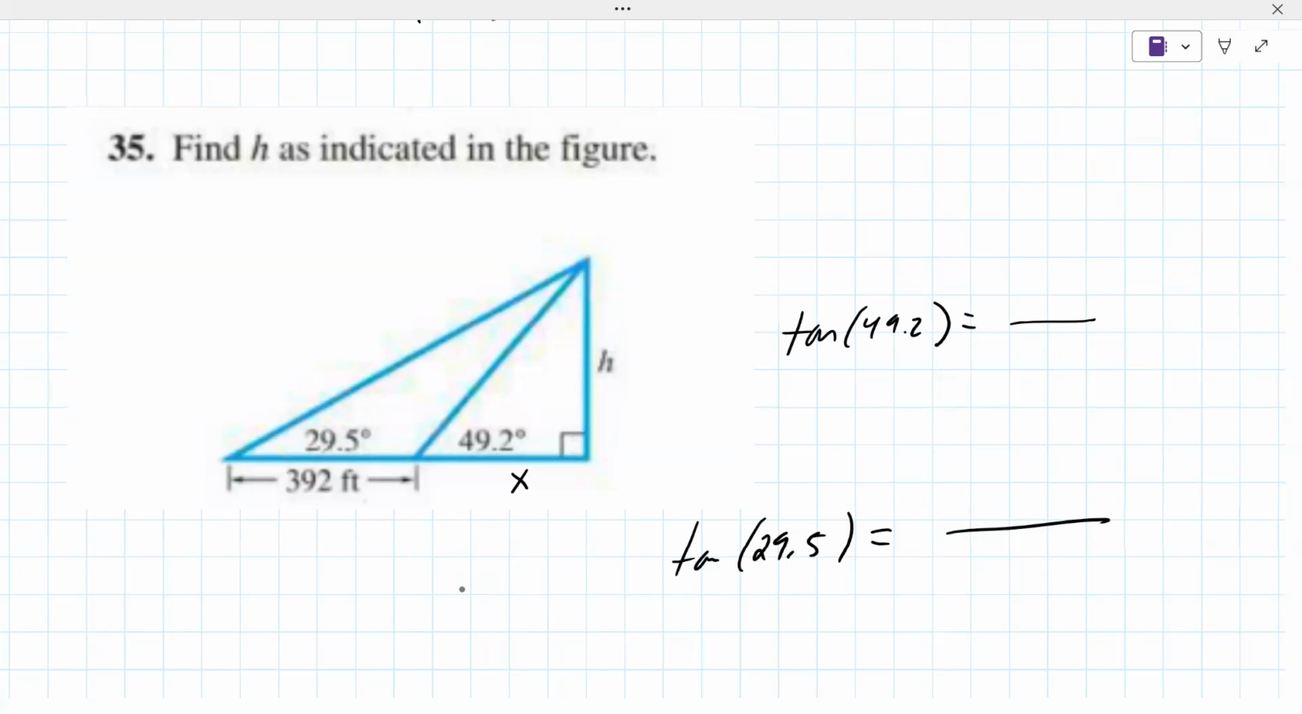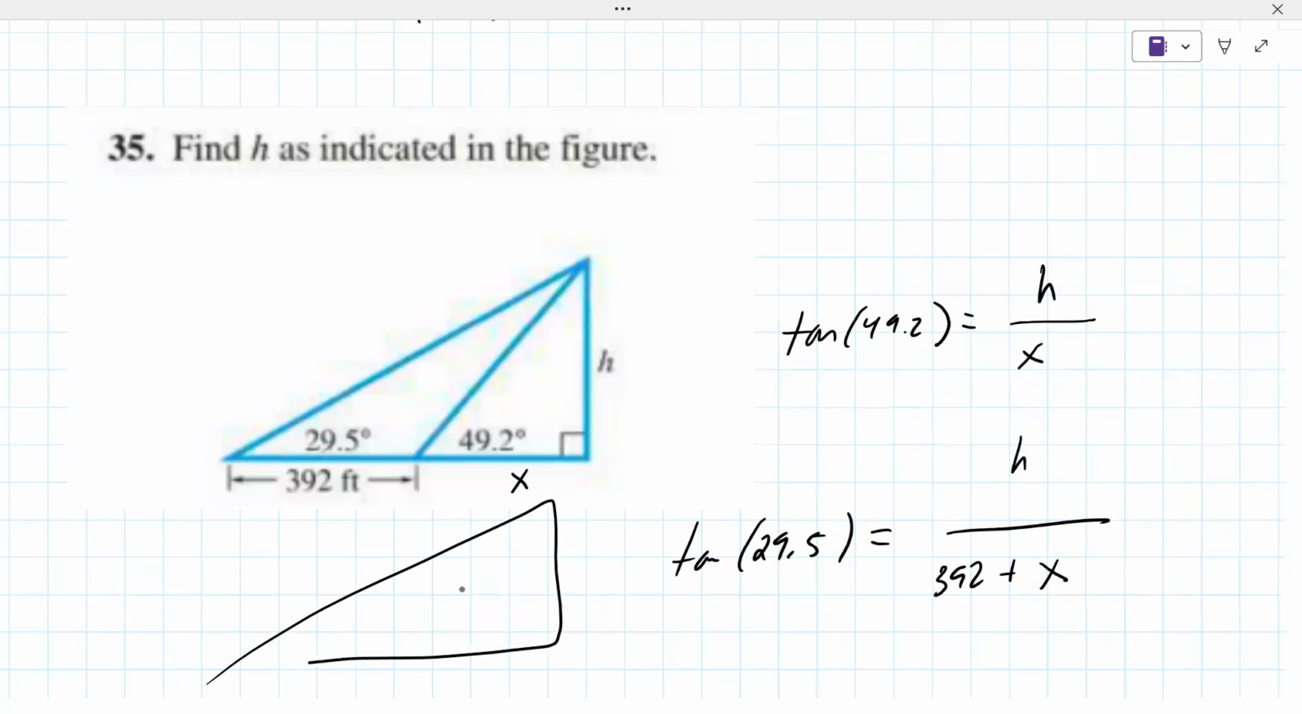Yeah, tan 49.2 would be h over x, and then tan 29.5 would be h over 392 plus x. Yeah. Because it's the big triangle. Oh yeah, it's 392 plus x there on the bottom.